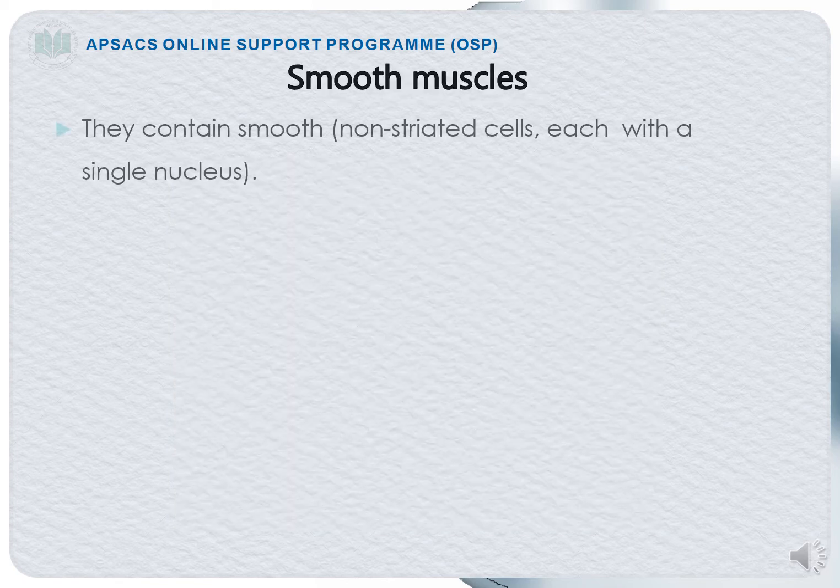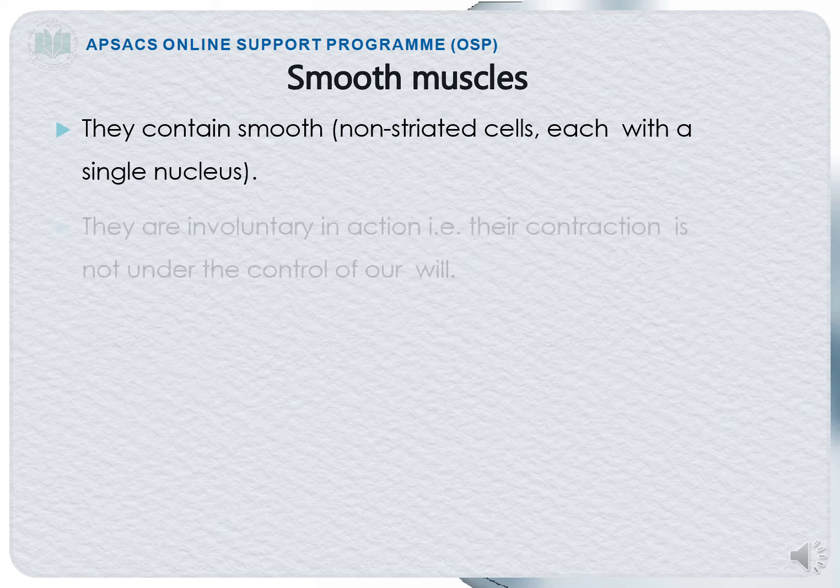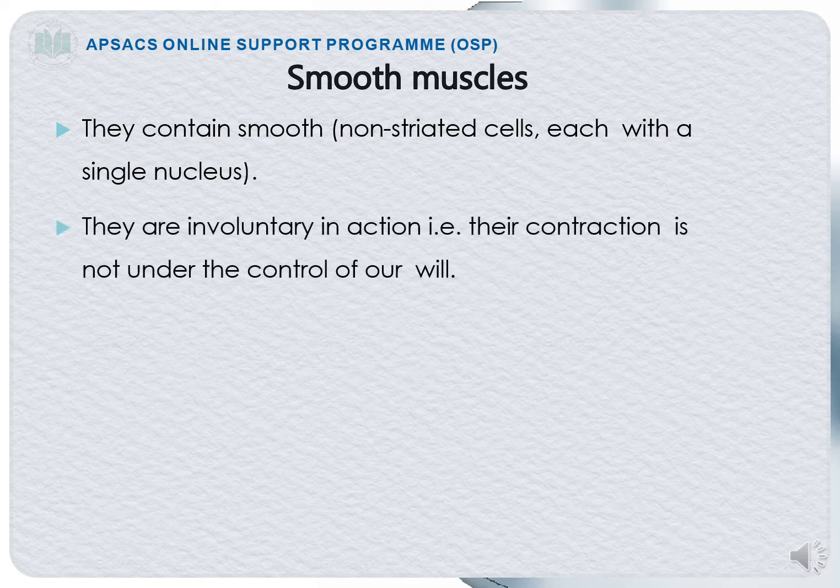Smooth muscles. They contain smooth non-striated cells, each with a single nucleus. Now smooth muscles are actually those muscles which will not be striped. They will be simple, smooth, plain muscles, and they will have only a single nucleus. They are involuntary in action. Involuntary in action means that they are those movements which are not under our control.